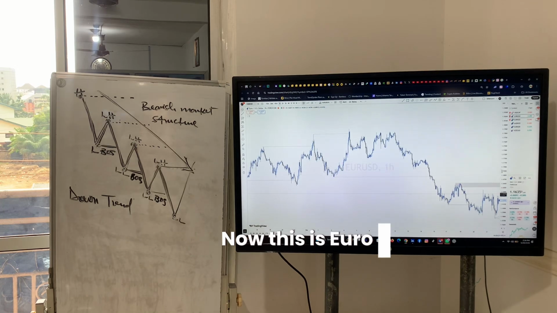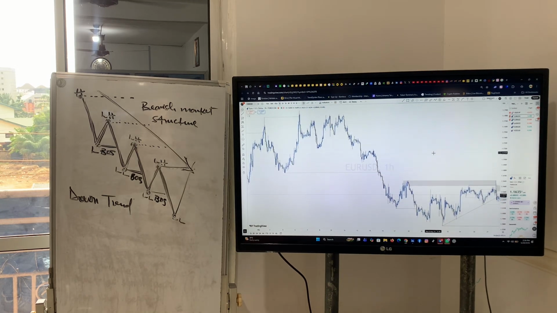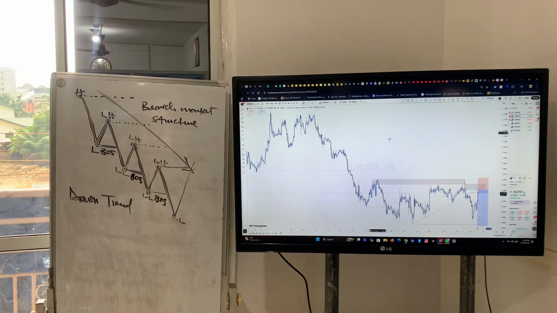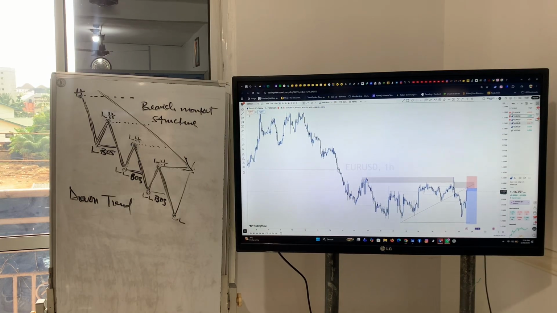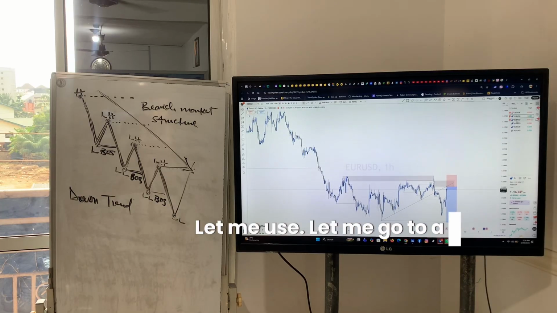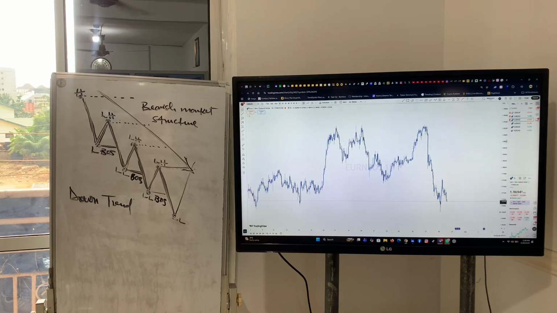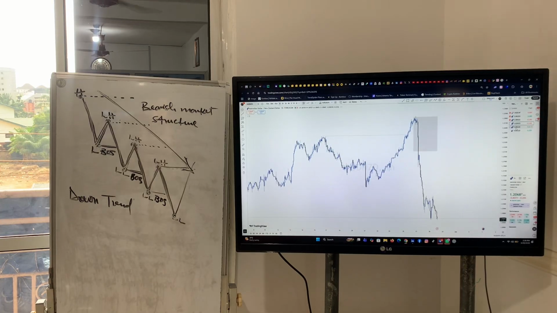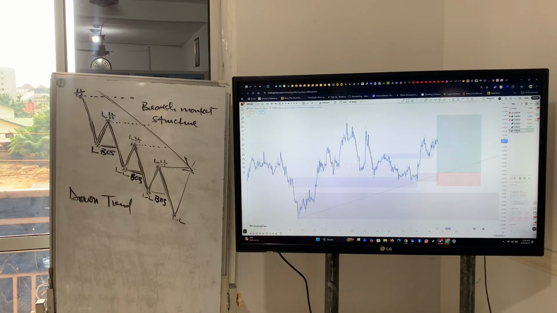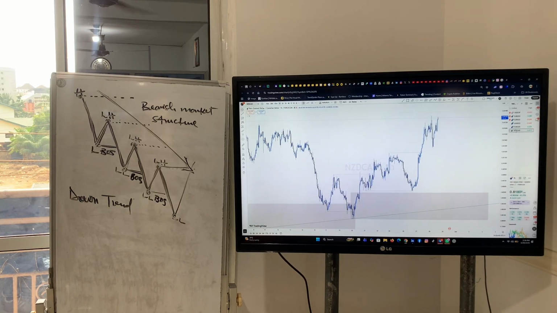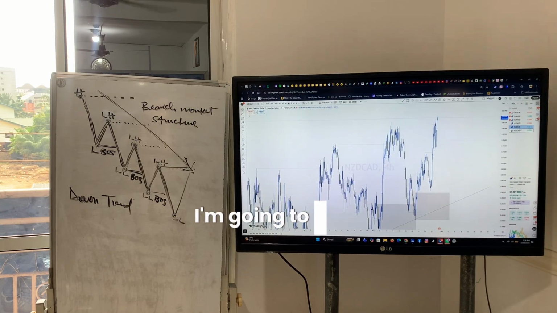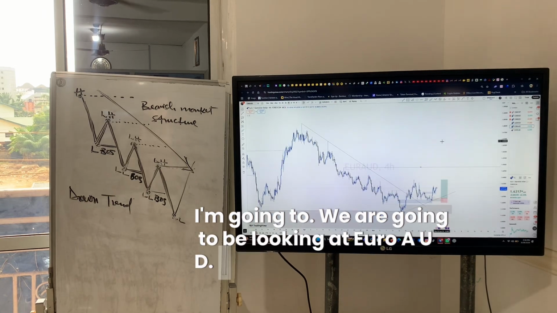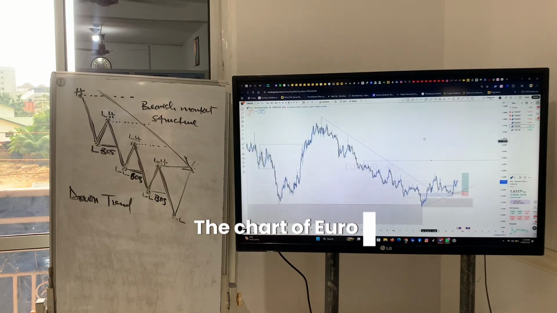Now, this is Euro USD. Let me go to a different currency pair. Let me head over to, okay. Now, we are going to be looking at Euro AUD. So this is the chart of Euro AUD.